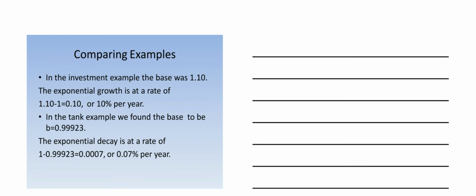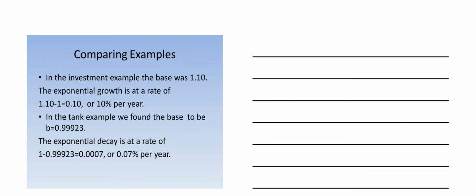In the tank example, this is for a radioactive element as a reference, we found the base to be b equals 0.99923. So the exponential decay is our rate of 1 minus 0.99923, which gives us 0.0007. Multiply that by 100, and you get 0.07% per year. That's hardly anything by comparison, right, to the increase of, for instance, if you invested in the account.